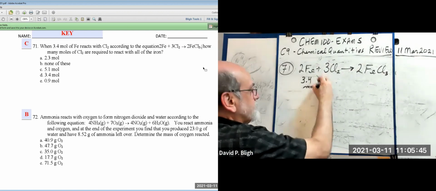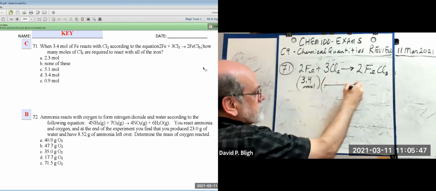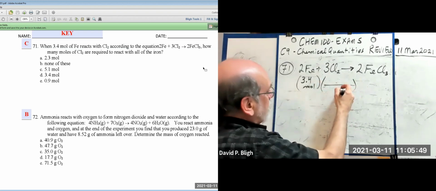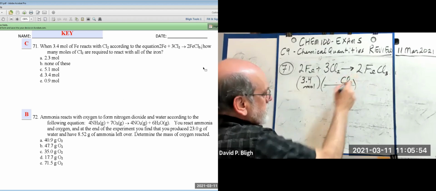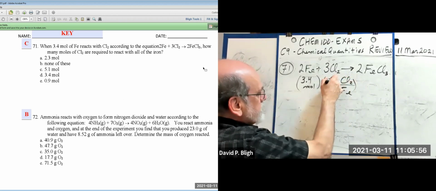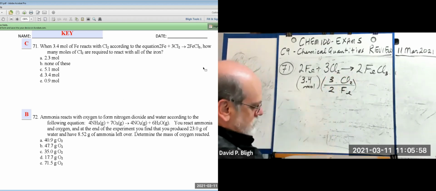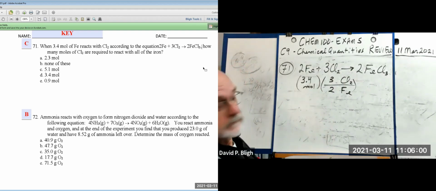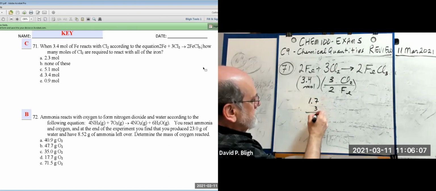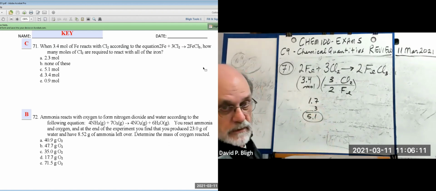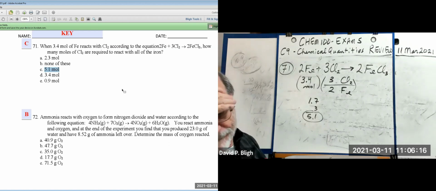Fairly simple, right? It's too simple. Iron to cancel, chlorine here. So the ratio is 3 to 2, right? So what's a half of 3.4? 1.7 times 3. 2 and 3 is 5. 5.1 moles. Right there. Okay.